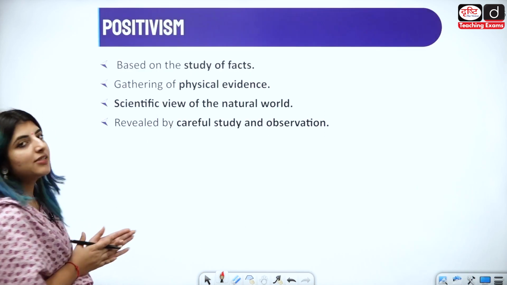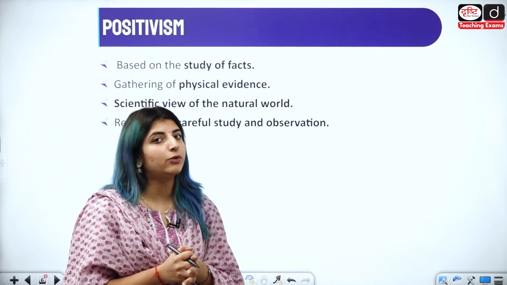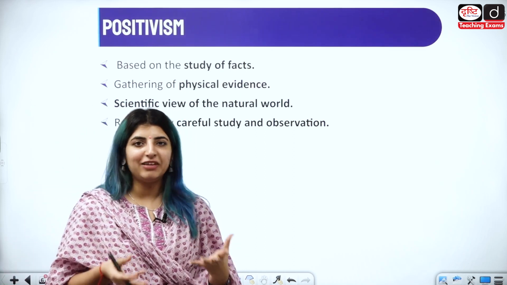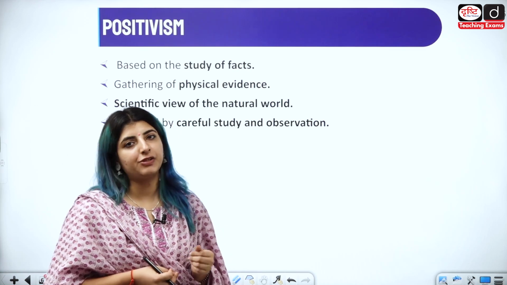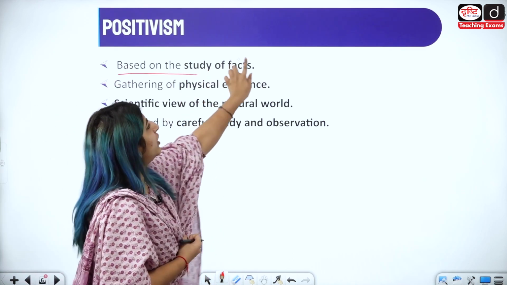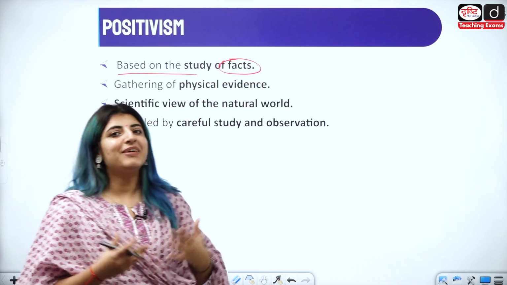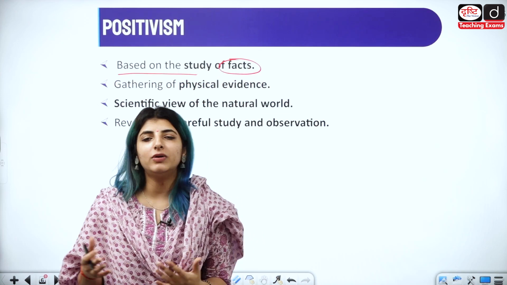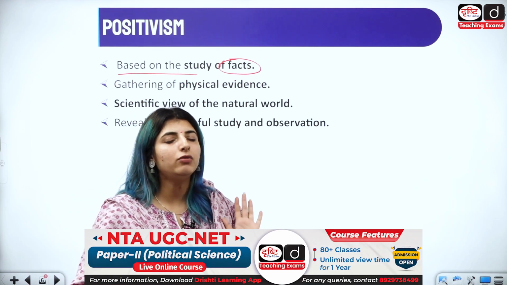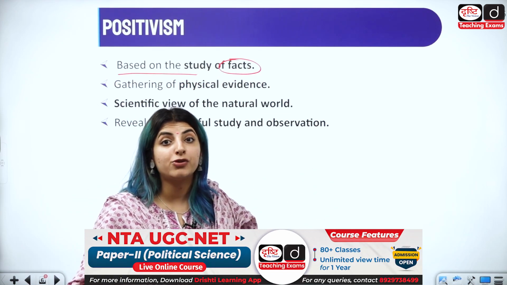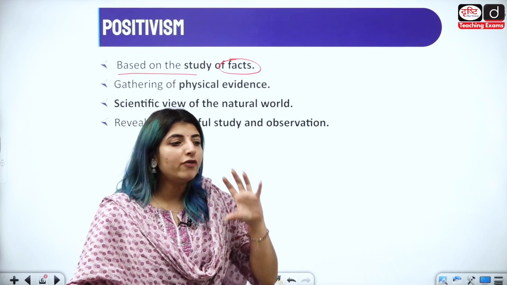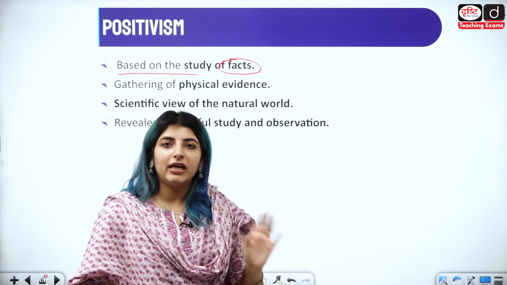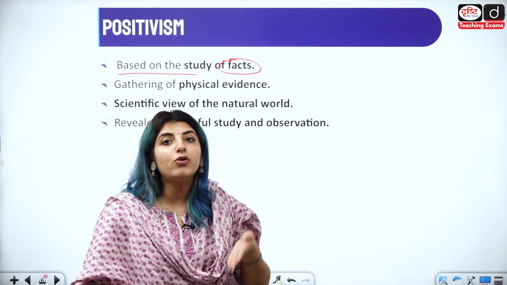Now let's just see what is the differentiation between the two, because questions come from these in the NET examination. First of all, because positivism came earlier, we are going to discuss the tenets of positivism. It is based on the study of facts. I already told you in the previous slide that positivists were the people who were saying that we are going to believe what is proven through the usage of science, through the usage of scientific reasoning. So whatever facts you are going to collect, you are going to use them to support your argument.